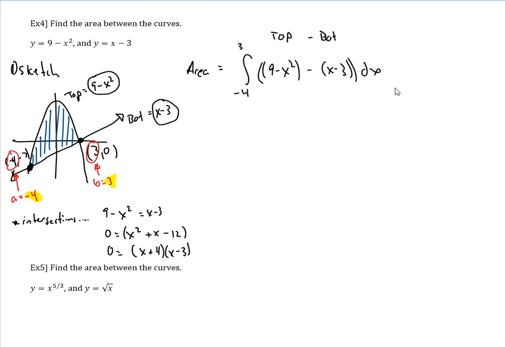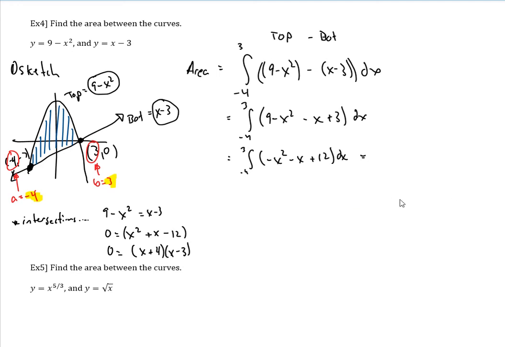Okay, and then now, like most problems, we'll just simplify. So we have our integral from negative 4 to 3 of 9 minus x squared minus x plus 3. So we just distributed the negative. And then now let's simplify. I'm going to put it in descending order. So we have the integral from negative 4 to 3. Negative x squared is first, and then minus x, and then it looks like it's plus 12 at the end. And then dx. And now this is ready to do the integral.